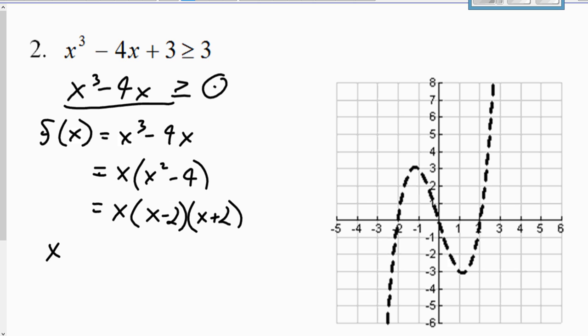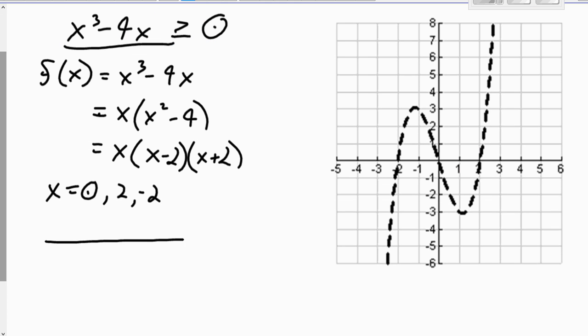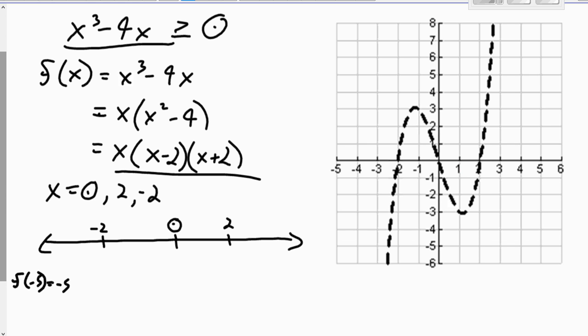So my zeros are at x equals 0, 2, and -2. I'm going to go ahead and set up my interval with those 3 points. I'm at -2, 0, and 2. So I'll go ahead and select points. So let's do f of -5. Using my factored form, I get -5 times -7 times -3. And I really don't care what this value is, but I know that a negative times a negative times a negative isn't positive.